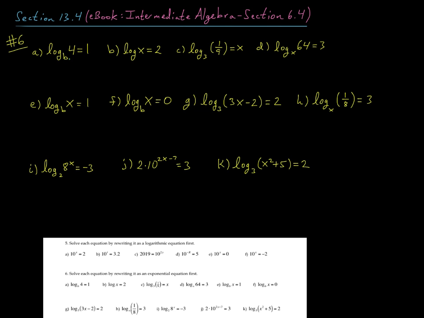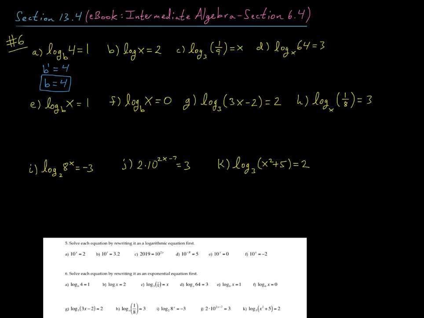So if I convert this to its exponential statement, I'd get b to the first is equal to 4. So b to the first power is equal to 4, but b to the first is just b, and so that, in fact, is the solution.